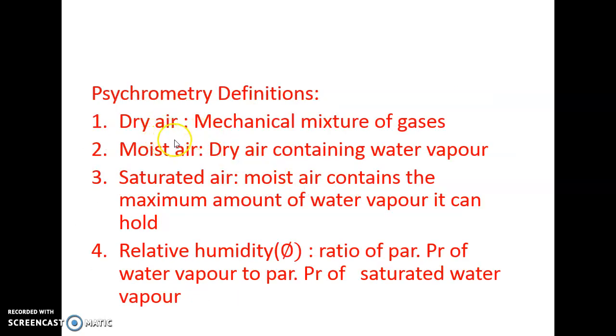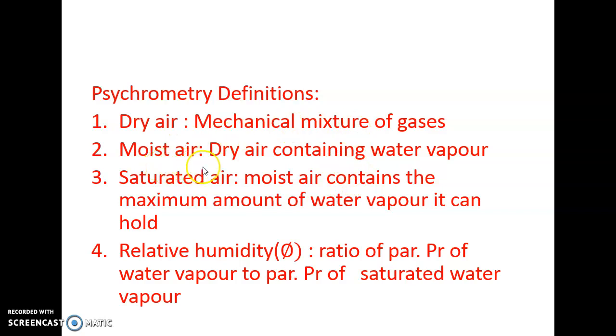Dry air is a mechanical mixture of gases. Dry air is a mechanical mixture of different gases like argon, neon, oxygen, nitrogen, carbon dioxide, krypton, helium. The major constituents are nitrogen and oxygen. Dry air contains 21% oxygen and 79% nitrogen by volume, and 23% oxygen, 77% nitrogen by mass.